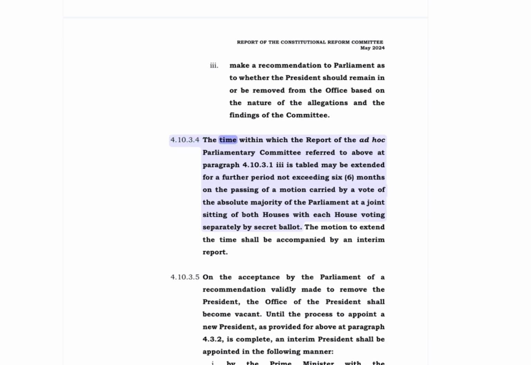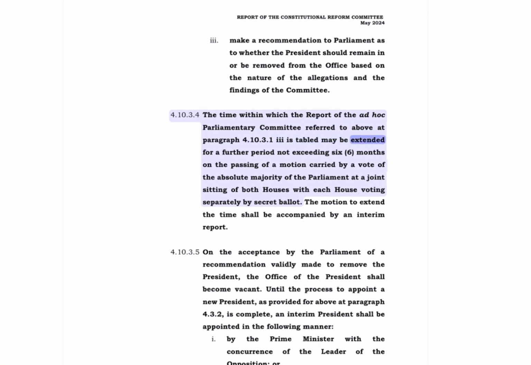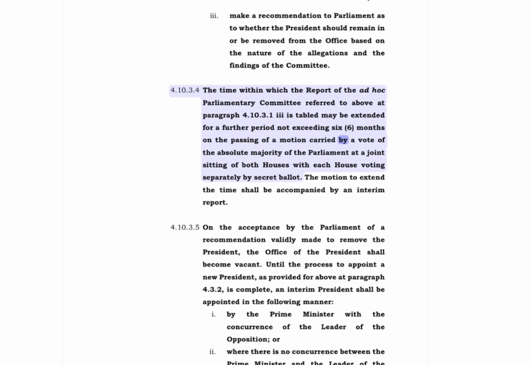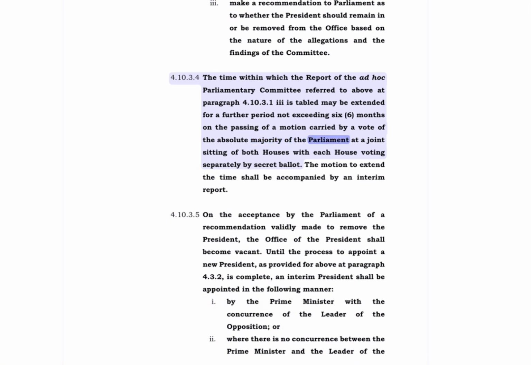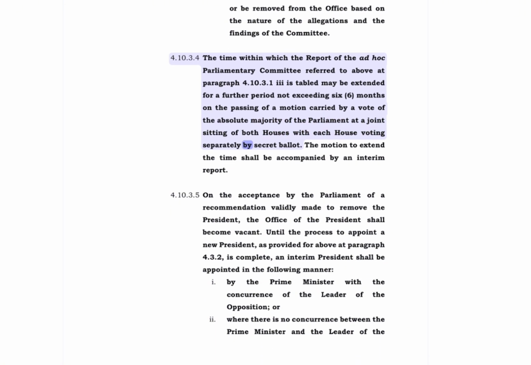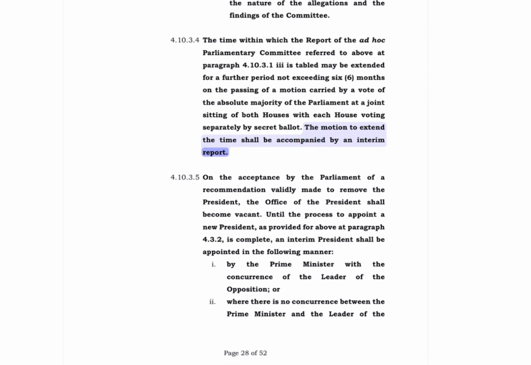410.3.4 The time within which the report of the ad hoc parliamentary committee referred to above at paragraph 410.3.1 is tabled may be extended for a further period not exceeding 6 months on the passing of a motion carried by a vote of the absolute majority of the Parliament at a joint sitting of both Houses, with each House voting separately by secret ballot. The motion to extend the time shall be accompanied by an interim report.